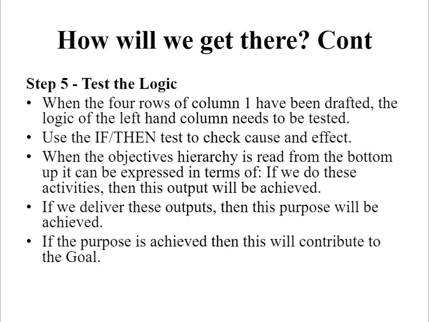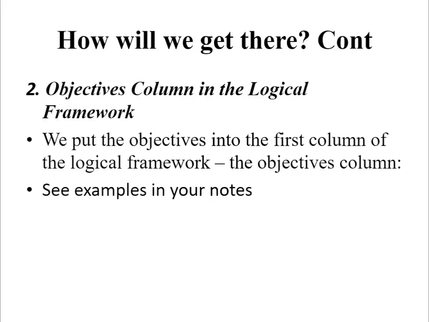When the objectives hierarchy is read from the bottom up, it can be expressed in terms of if we do these activities, then this output will be achieved. If we deliver these outputs, then this purpose will be achieved. And if the purpose is achieved, then this will contribute to the goal. The objectives, that is goal, outcome, outputs, and activities, are put into the first column of the logical framework, also known as the objectives column. See examples in your notes.